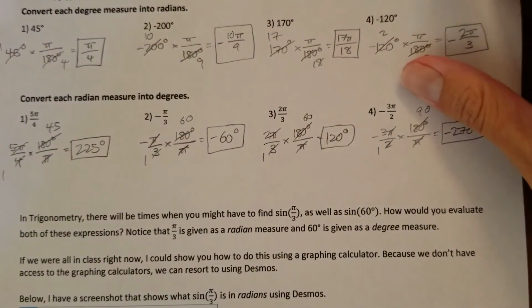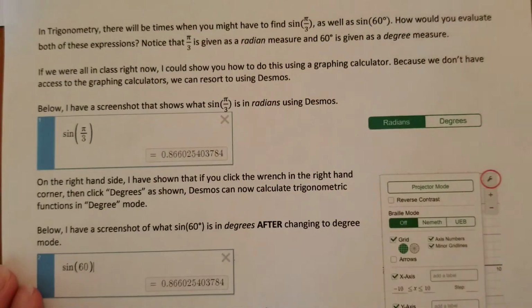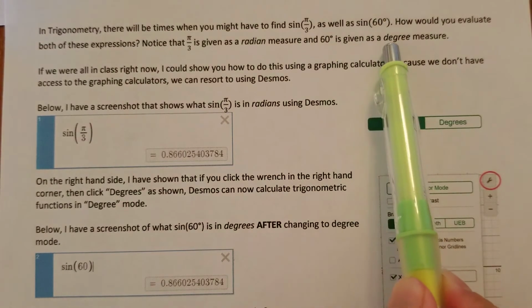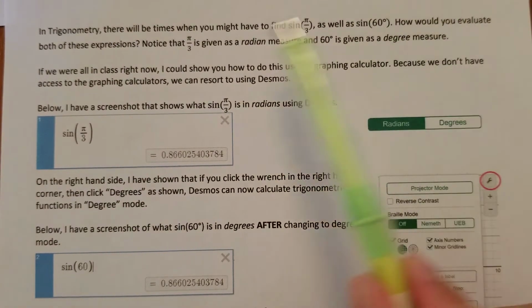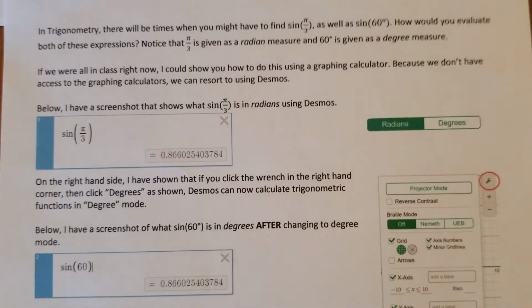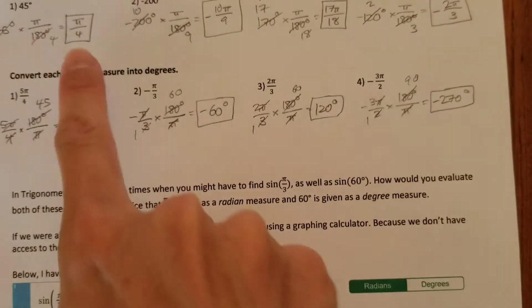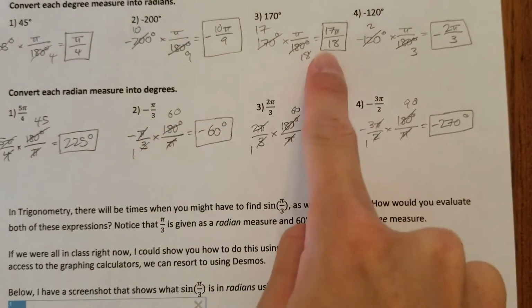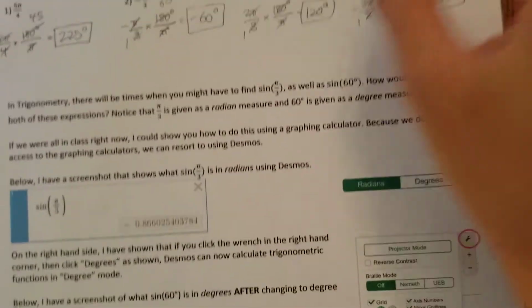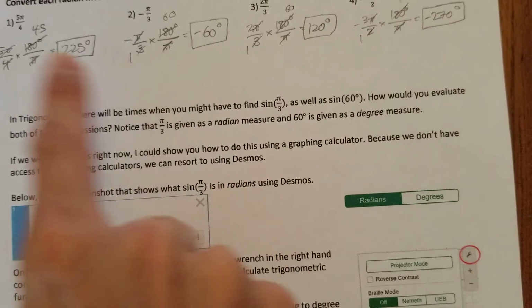Okay. So now that I just showed you that, I want to show you how this all connects. So in trigonometry, there might be times where you might have to find sine of pi over 3 as well as sine of 60. And how would you evaluate both of those expressions? So what we analyzed earlier, right? All of these here, these are all radian measures. On the bottom here, these are all degree measures.